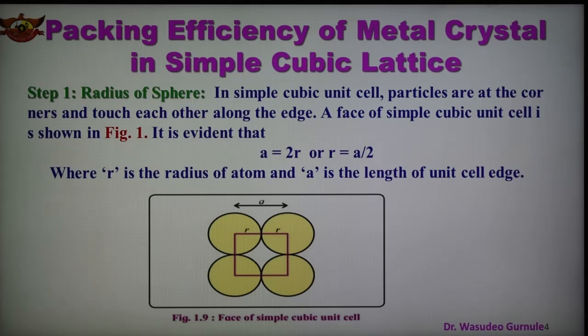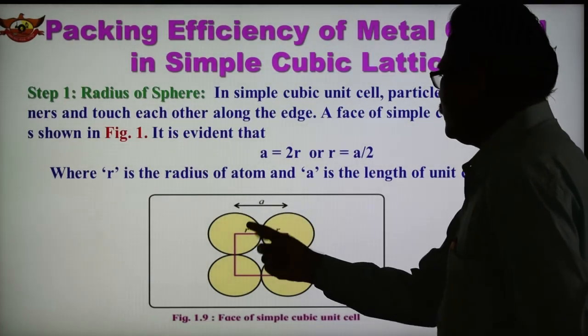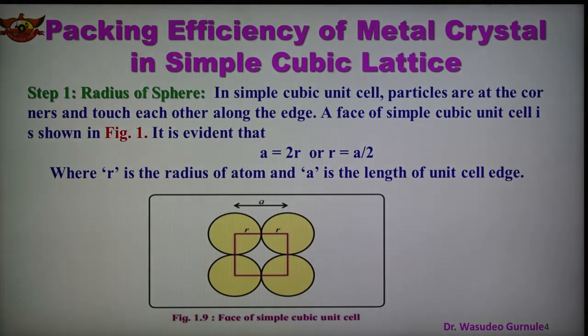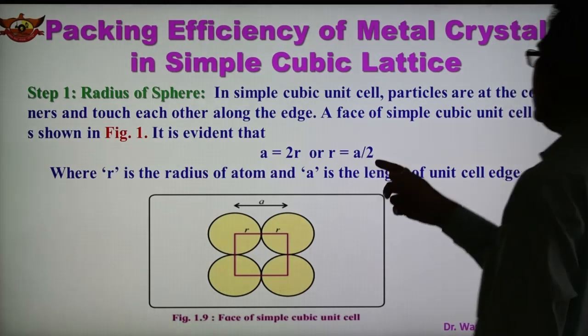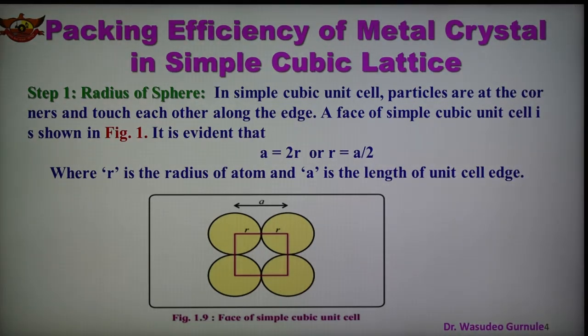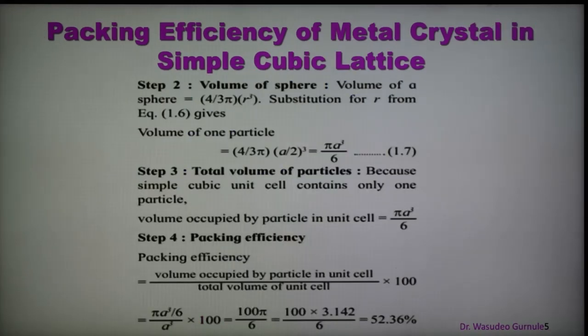It is shown in the figure. This is a, the length of the unit cell edge. So a is the length of the unit cell edge shown here, and r equals a by 2. So this is step 1, the radius of the sphere, shown in the figure.